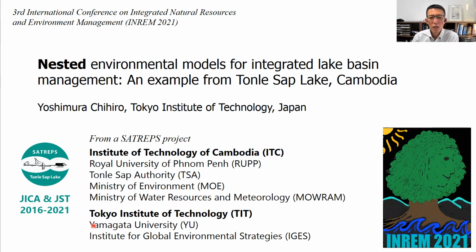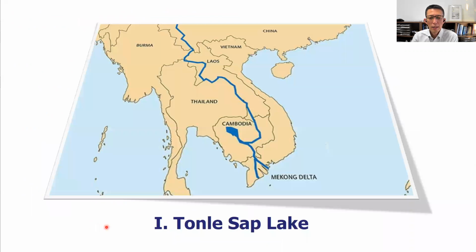First, I would like to start with the location of the Tonle Sap Lake. As you might know, this is located in Southeast Asia, and this is the lake. The blue line indicates the main stream of the Mekong River. Its flow from China goes through several countries to the Mekong Delta. As you can see, Tonle Sap Lake is located in the downstream part of the Mekong, where the land is very flat. The difference from the sea level is just a few meters there.